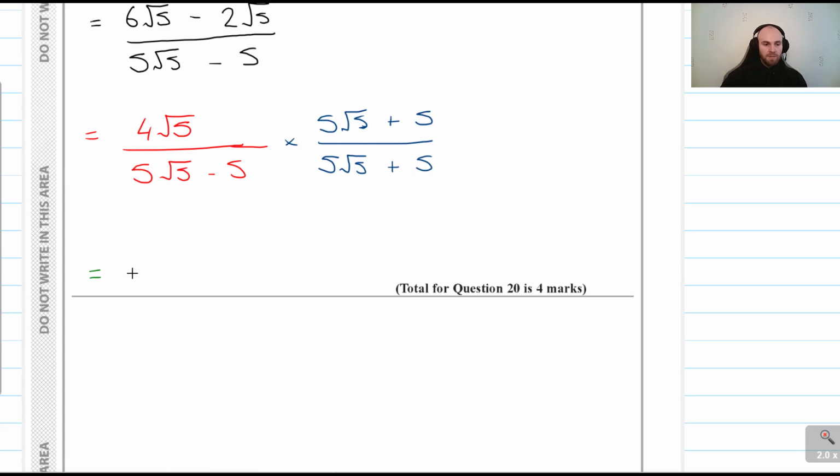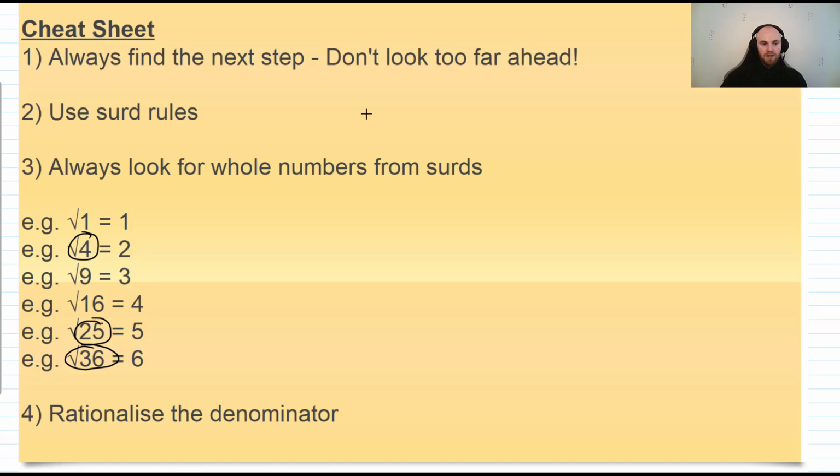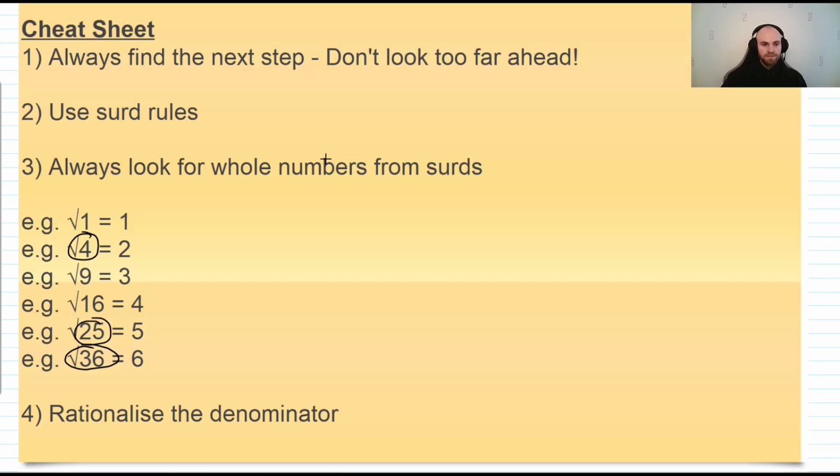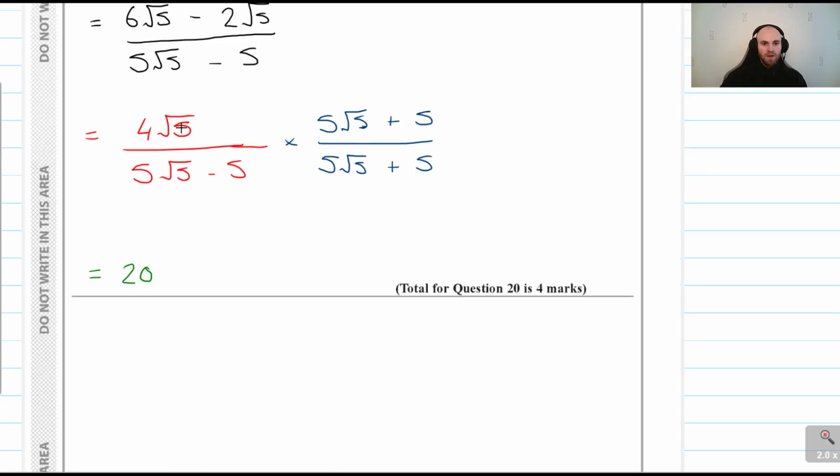4 times 5 is going to be 20. Root 5 multiplied by root 5. Again, I'm going to quickly take you to the laws of surds. It's going to be this one. So if you have root a multiplied by root a, you're going to just get a. If you have root 5 multiplied by root 5, you're just going to get 5. So it's going to be 20 times 5.